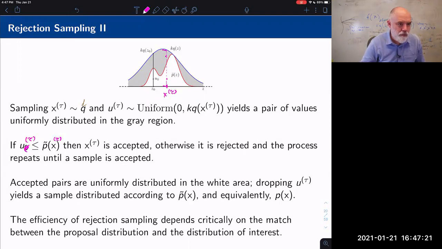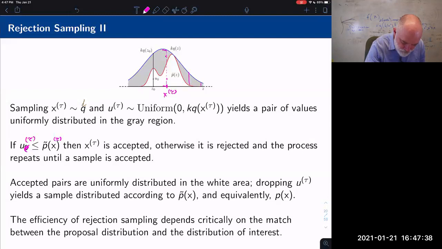How does this work? What's going on? This is weird, right? So p tilde is not normalized. Like, what's going on? Well, graphically it's pretty clear what's going on, and that's the easiest proof for rejection sampling working, right?